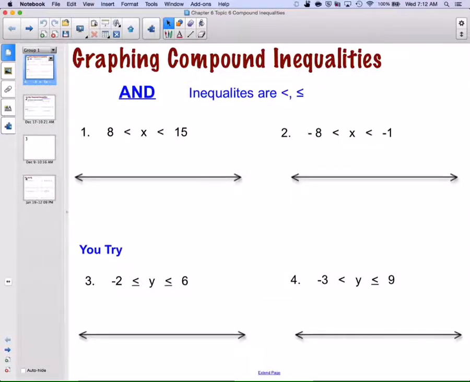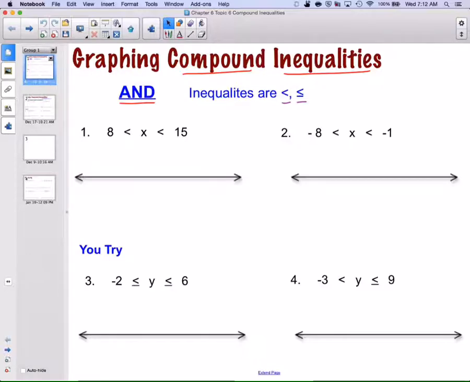Okay, so on the last topic, we're going to be dealing with graphing compound inequalities. Now, compound inequalities are inequalities that are combined with the word "and", and they specifically only work with the less than or equal to symbols.